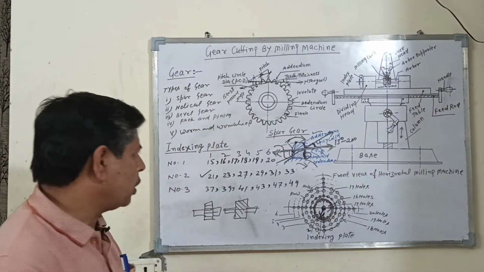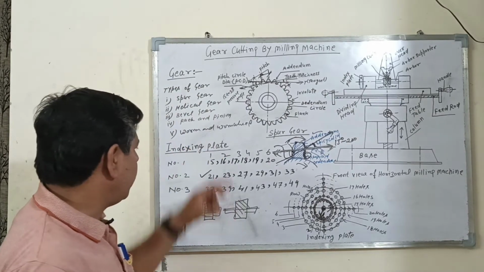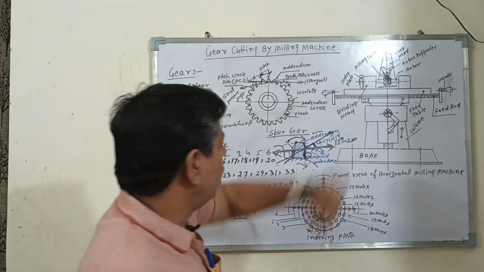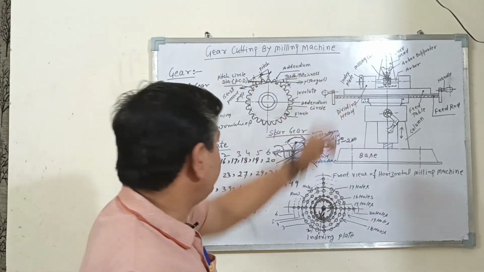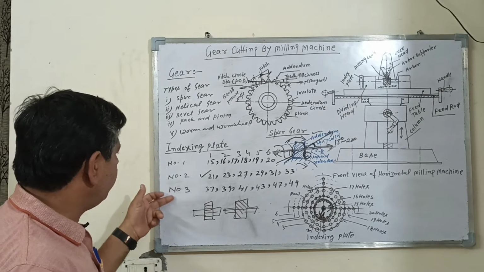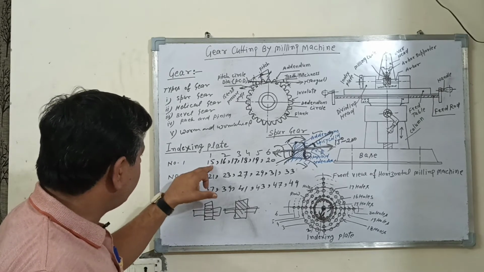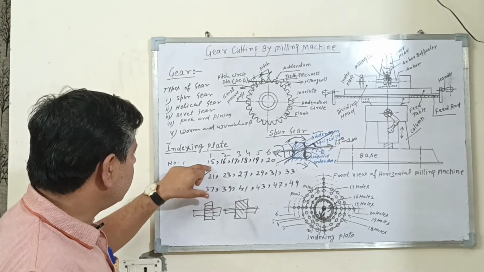So how to cut the gear on a milling machine? The indexing plate is used to cut the gear. This is an indexing plate. So how does the indexing plate work? There are three types of indexing plates. Number 1 has 15, 16, 17, 18, 19, 20. So 15 means these are the holes.